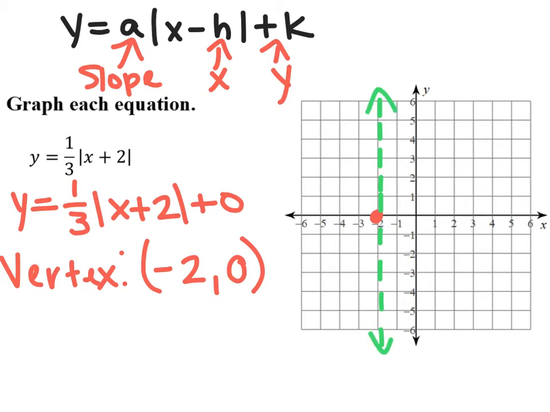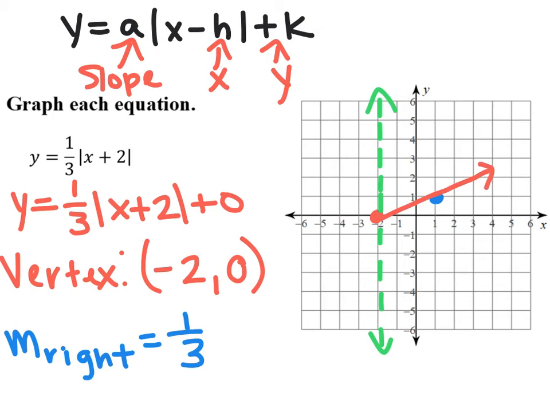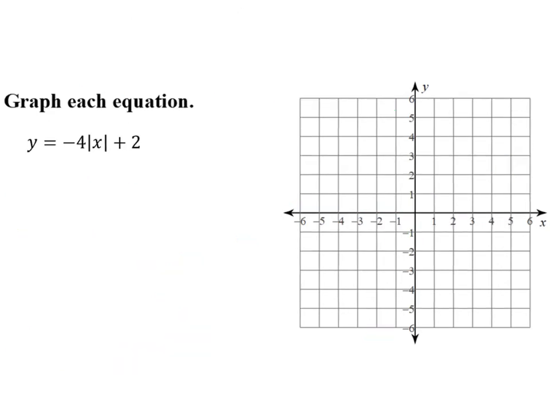Next, I'll use the slope of the right side. In this case, the slope of the right side is 1 over 3. Go up 1 and over 3 and draw in the right side of the function. Lastly, you're going to reflect this point onto the other side to draw in the left side of the function. Pause the video and try the next one on your own.